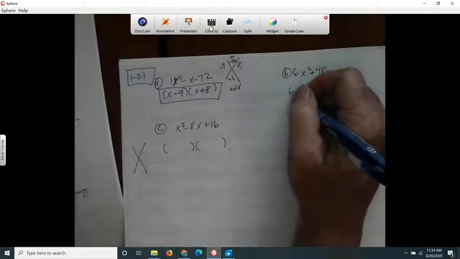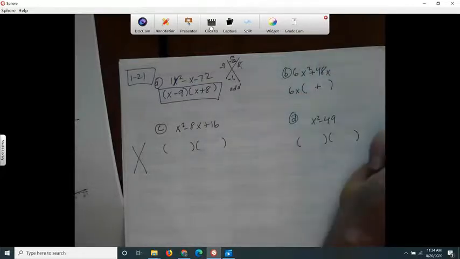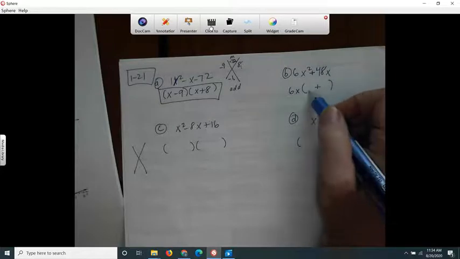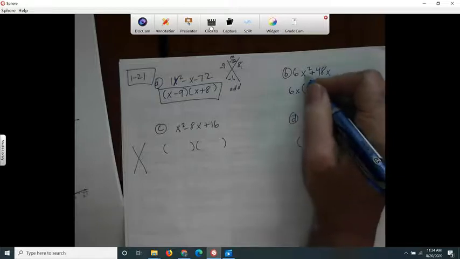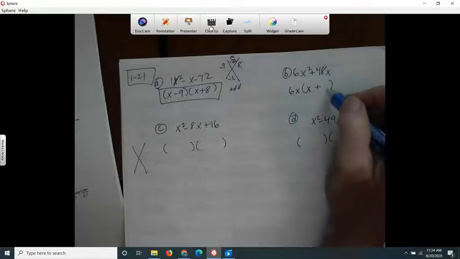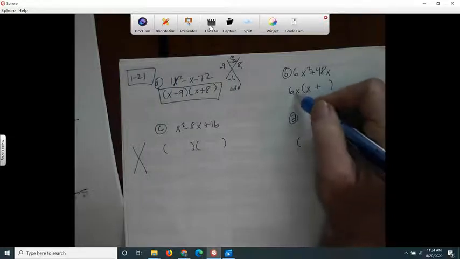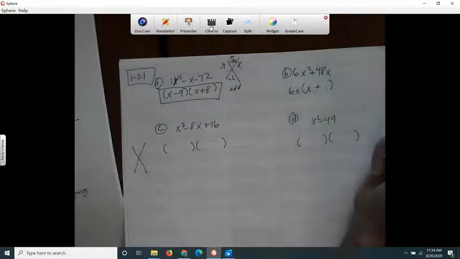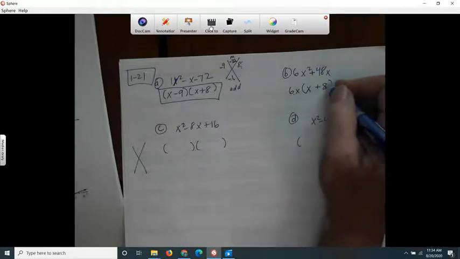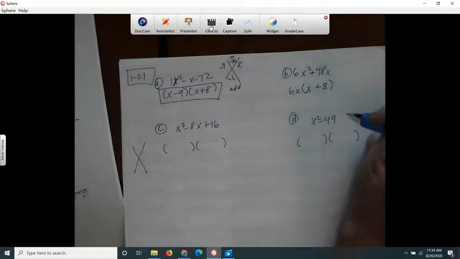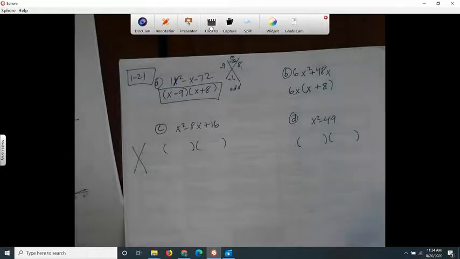I heard one of you explaining it to your classmate, and the way I heard it explained was that you're dividing these by 6x, and that's where you get the x plus 8. You're factoring, not dividing, but you can think of it as dividing if that helps you. So this is factored completely, because I do have factors. This is 6x times x plus 8.